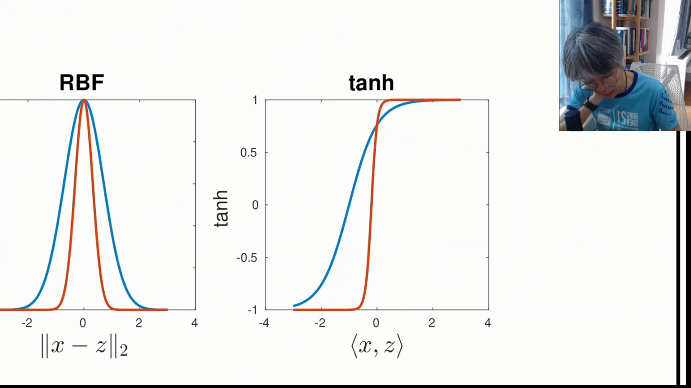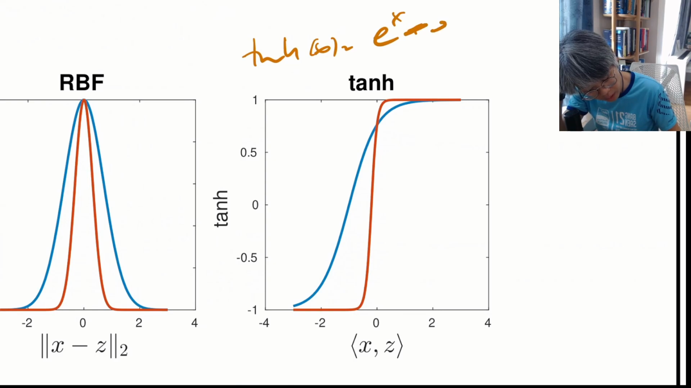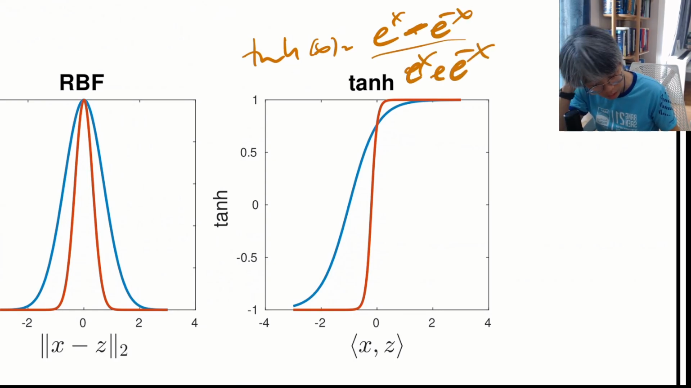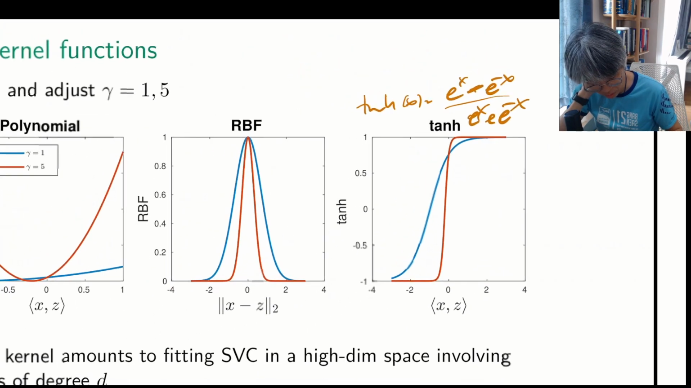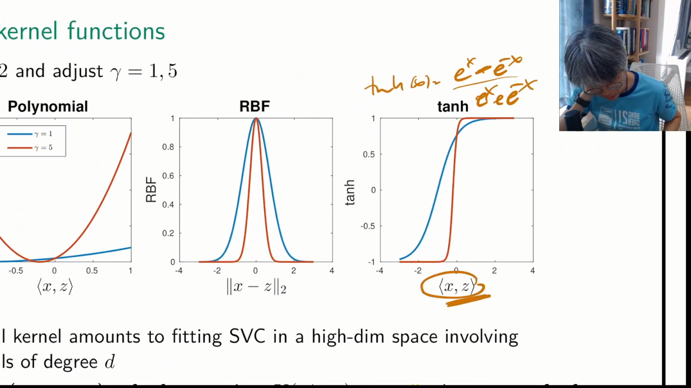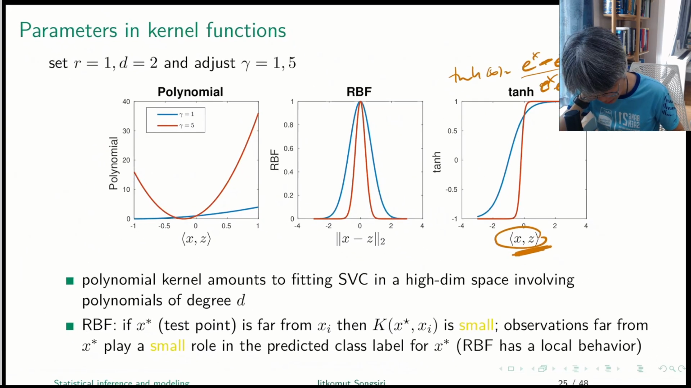Also, the hyperbolic tangent. Hyperbolic tangent is e to the x minus e to the minus x, over e to the x plus e to the minus x. The x-axis is the inner product of x and z. So when gamma is large, that should correspond to the faster decay for the hyperbolic tangent.